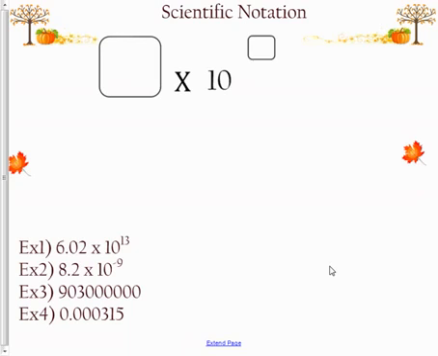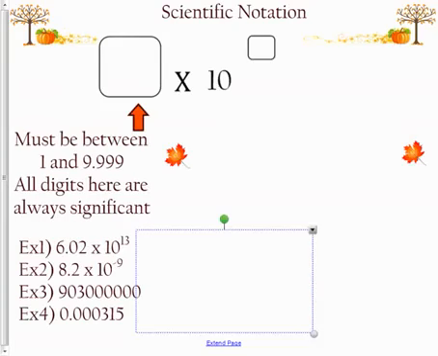So in every scientific notation, you'll have a number at the beginning with a times 10 and then an exponent. The number at the beginning is the significant part of this number. It has to be between 1 and 9.999. All the digits here are always significant digits. The number cannot be greater than 10, it can't be less than 1, so it always has to be something point something.